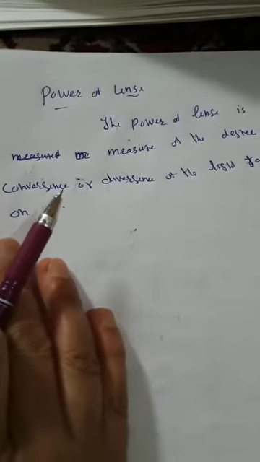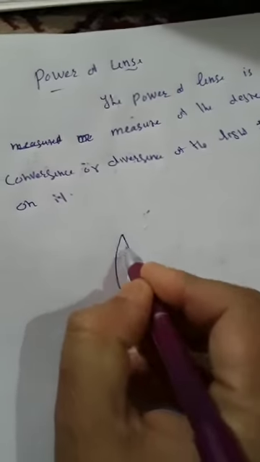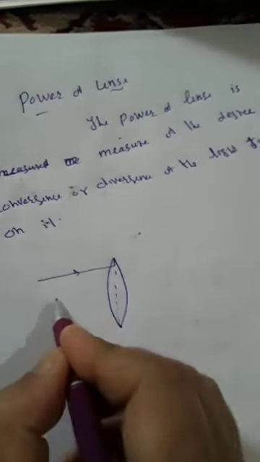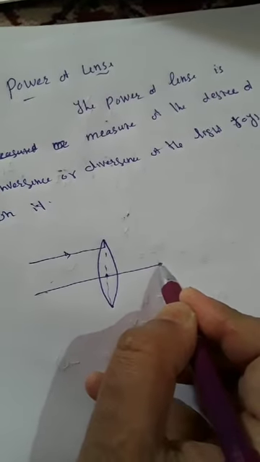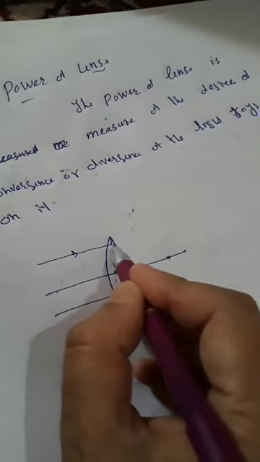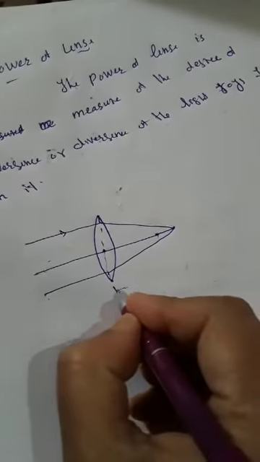Suppose this is the convex lens. Ray of light coming from here, they're coming parallel. This is the optical center. Passing straight. This is the ray of light. Another ray of light. This is called focal length.